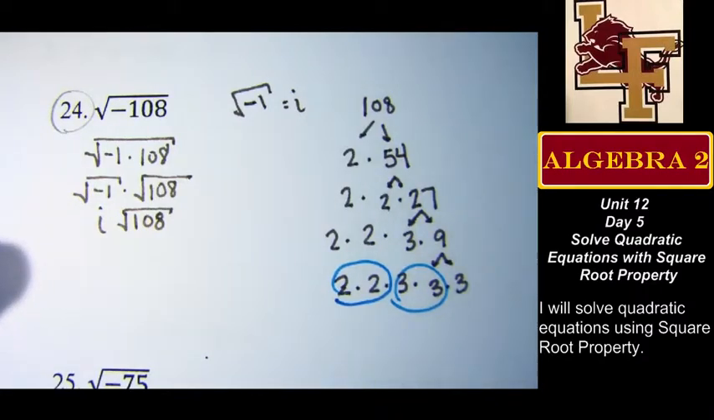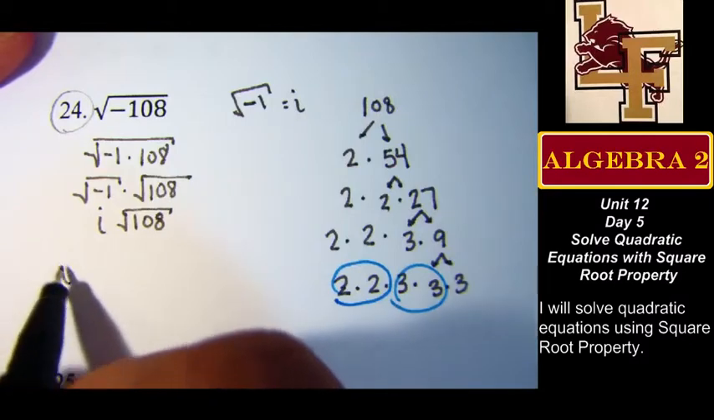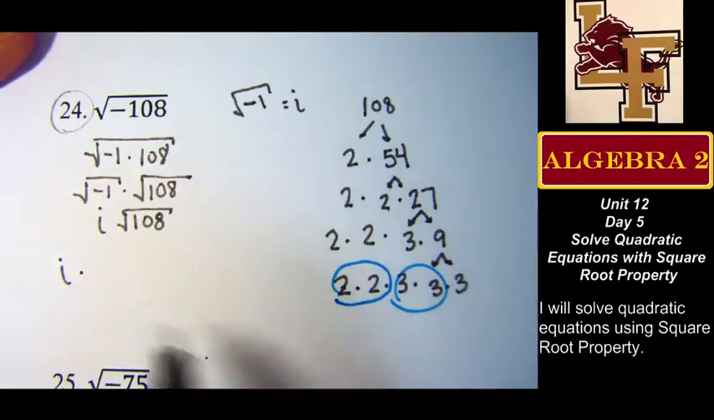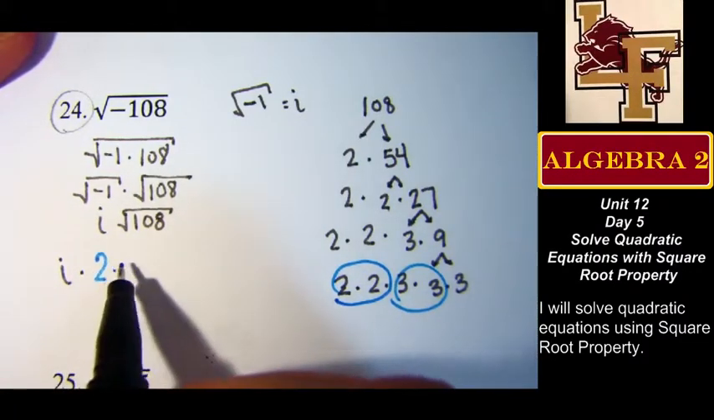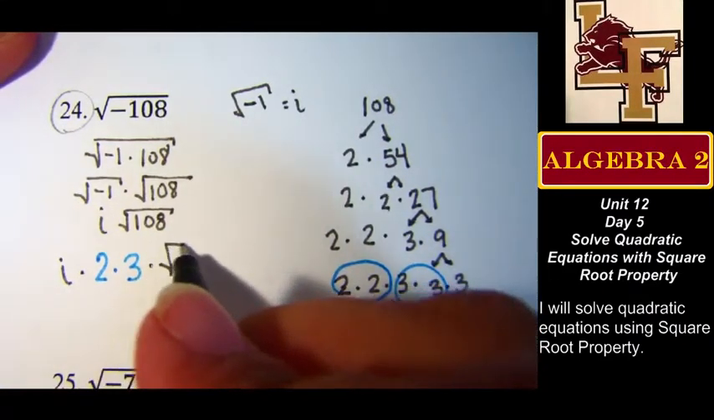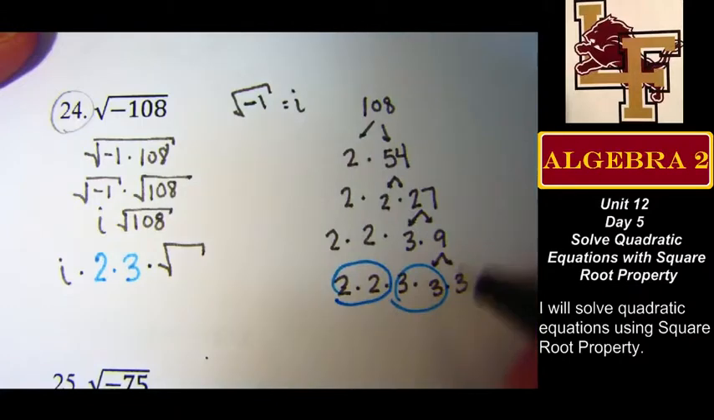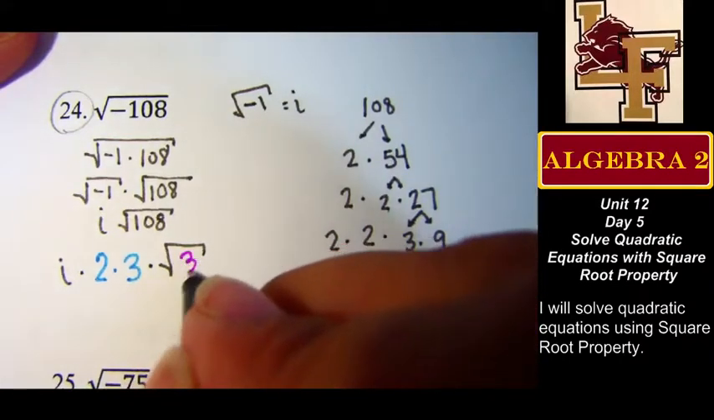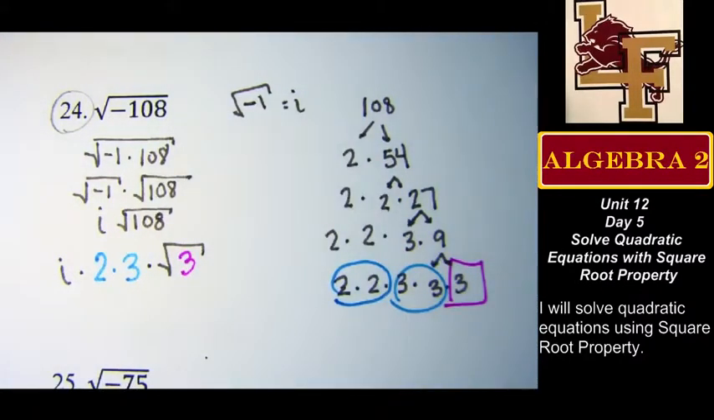Thank you. Okay, so looking at this, I have a pair of 2s, so I'm going to write my i. And then outside, I'm going to write that I had a pair of 2s and I had a pair of 3s. And then in my radical, I'm going to write the thing that was left without a pair. Forever alone. Me at prom.